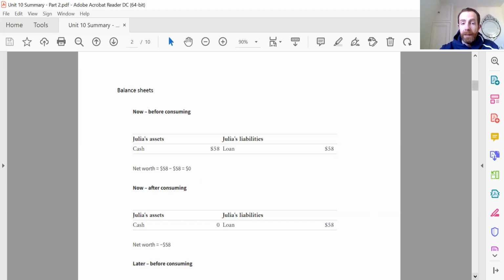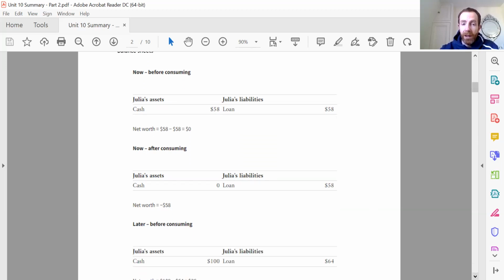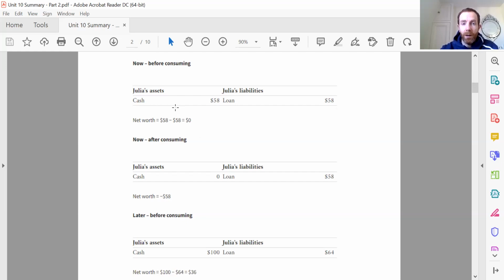So now Julia decides to use that cash in her bank account to actually consume. And that's going to change things because now that cash is gone. It's gone to someone else, whoever she paid the money to get her consumption bundle. But that loan is still there on the liability side. And so now, after she spent that cash, her net worth has gone negative, minus $58, because she owes that and she doesn't have the cash anymore.